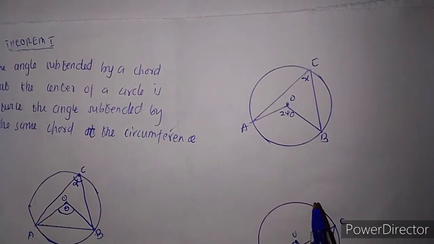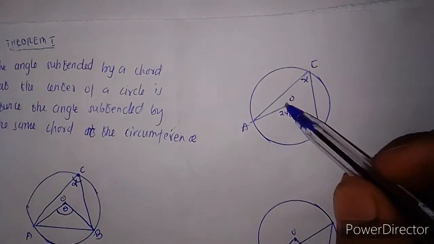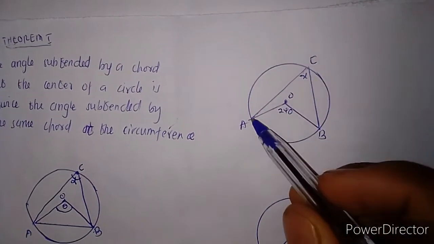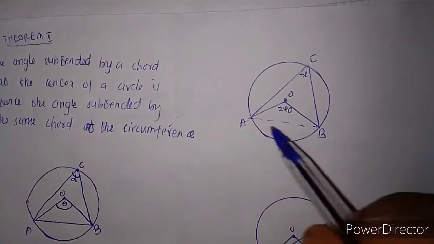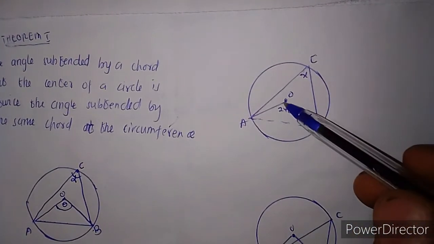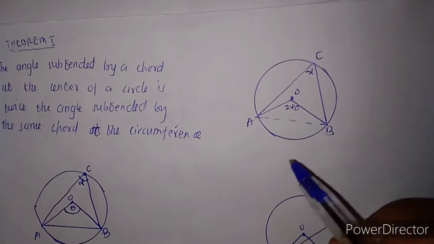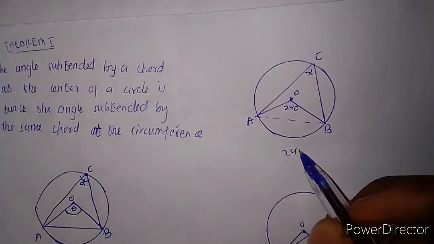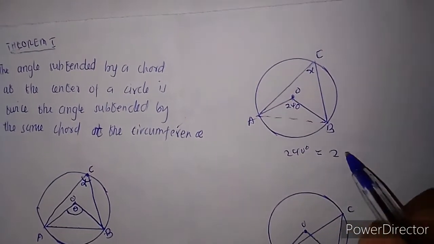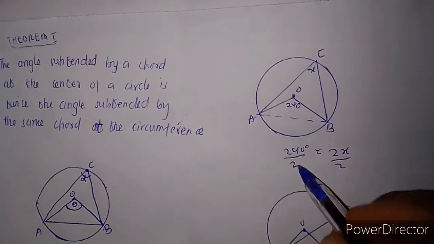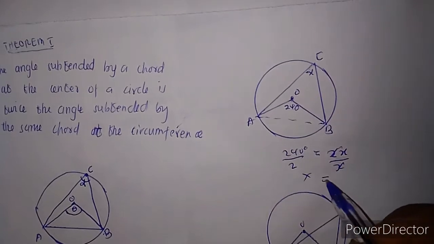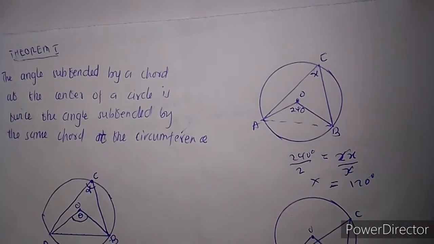Here you have to identify that there is a chord that is subtending an angle here and subtending another angle here. So you see the chord here is AB. So chord AB makes an angle here and makes an angle here. Then you will get your equation. The one at the center, which is 240 degrees, is equal to 2 times the one at the circumference. So here you divide both sides by 2 to get your angle 120 degrees.